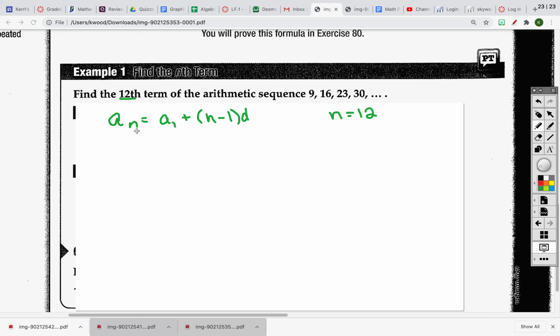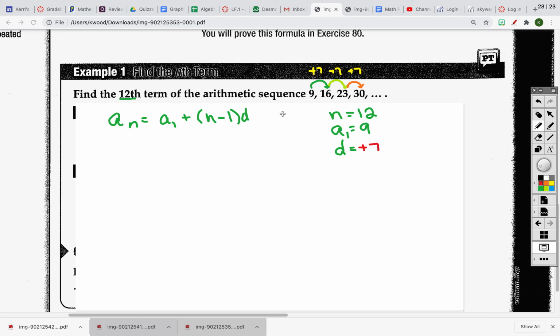We are trying to find the value, the term, that is the 12th term. So we are trying to find a sub n. Do we know the first term? Well, the first number in the sequence is 9. Do we know the common difference? The common difference is what it is counting by. So we have to ask ourselves, to go from 9 to 16, we do what? We add 7. To go from 16 to 23, what do we do? Add 7. To go from 23 to 30, what do we do? Add 7. So what is the common difference? The common difference is a positive 7.